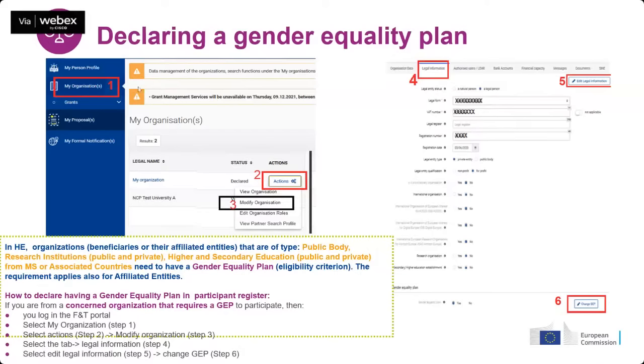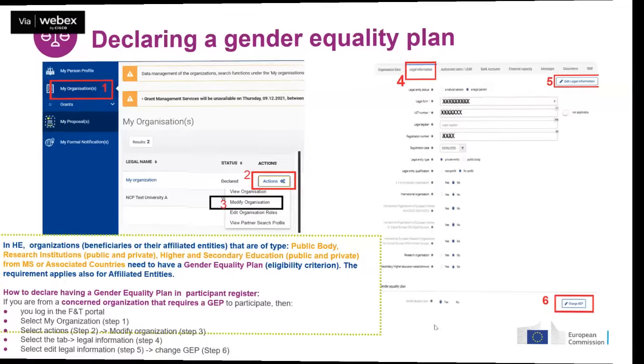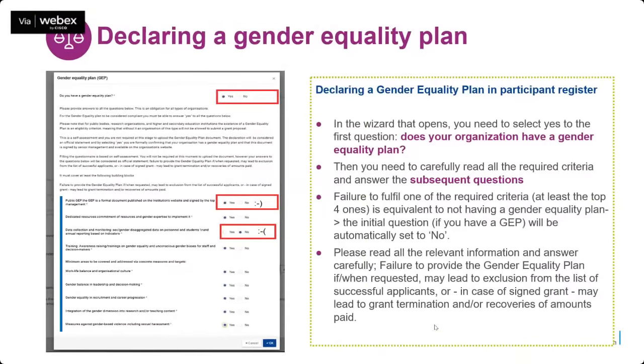So here you will log in again in the portal. You see here, you have the area My Proposals, your grants. You go now to the My Organizations tab. So the LEAR goes there. You select from the actions here Modify Organization, and then there is a tab Legal Information. So you need to edit it, and then at the lower part it has Declare a Gender Equality Plan, which opens a new page with a few extra questions.